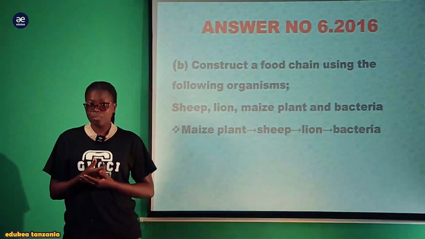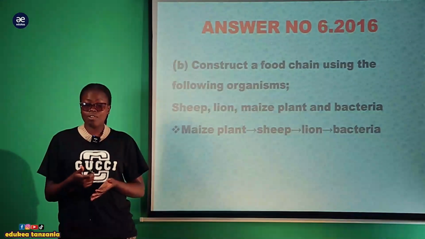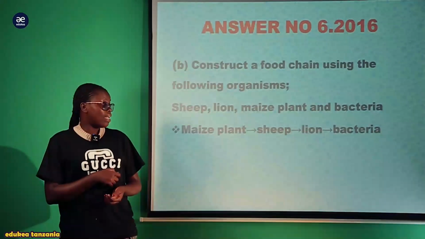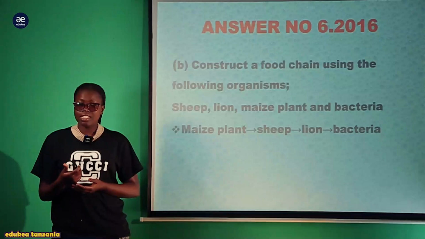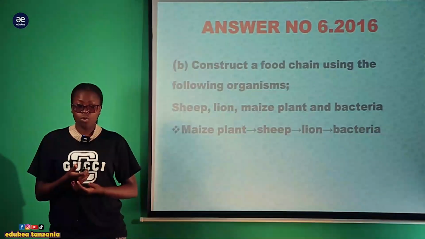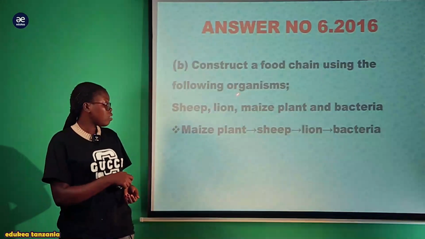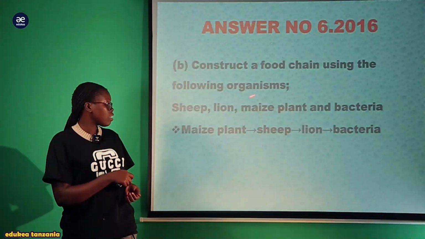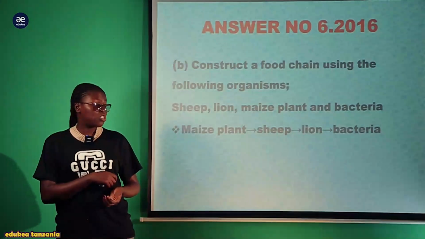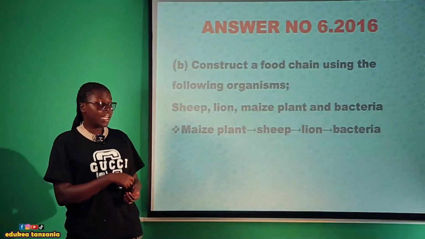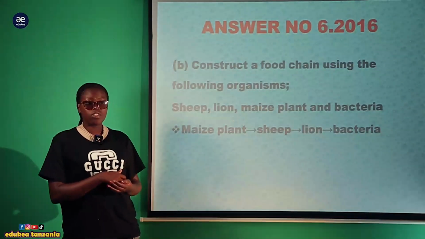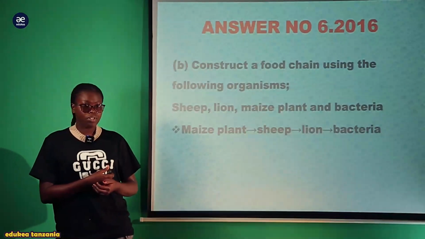Ukiangalia maize plant, hapo ni plant species, meaning ana uwezo wa kumanufacture its own food. Kwa hiyo hapa plant ni producer. Halafu bacteria anafeed kwenye dead plant and animal remains, kwa hiyo bacteria yeye atakuja kuwa decomposer. Mpaka hapo tayari unajua kwamba maize plant huyu ni producer. So producer anaeatenwa na primary consumer ambaye ni herbivore, ambaye ni sheep anakula mahindi, lion anakula nyama, hivyo yeye atamla sheep, and the bacteria will tend to feed on those decayed plant and animal material.